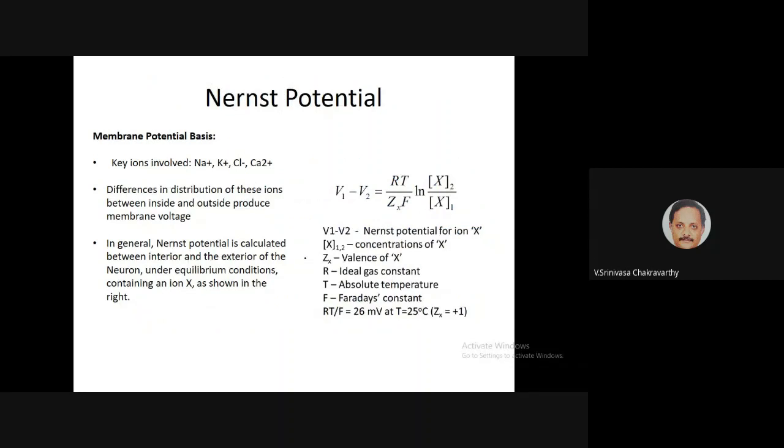We have also seen the Nernst potential, which is given by this formula. The ratio of concentration between two chambers gives you the voltage difference between the two chambers in the opposite direction. So you see that x2 by x1 determines v1 minus v2. So note that difference in sign.